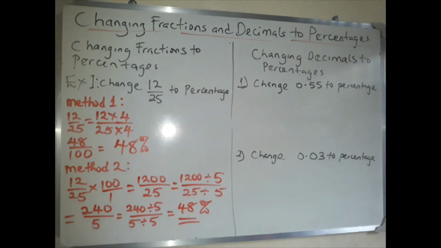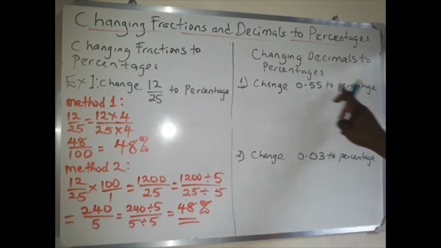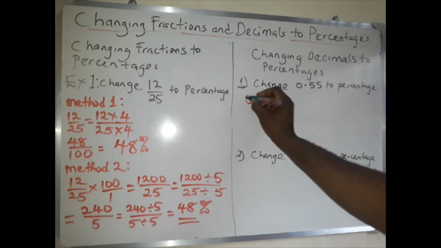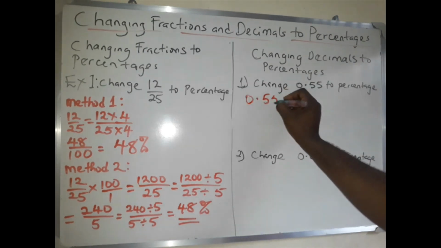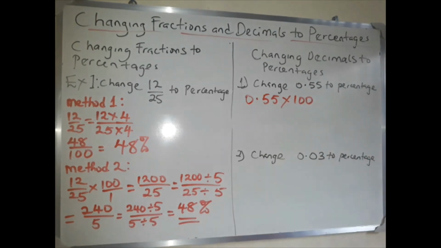We have two examples on the board. The first example says change 0.55, which is the decimal, to percentage. Now, the instruction says we should multiply the decimal by 100.